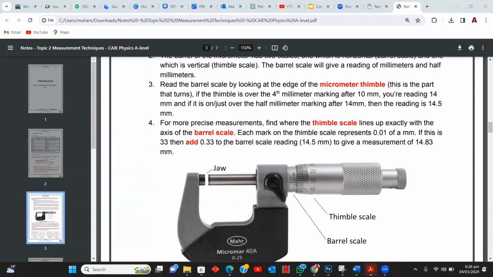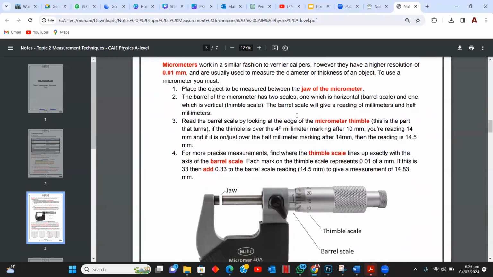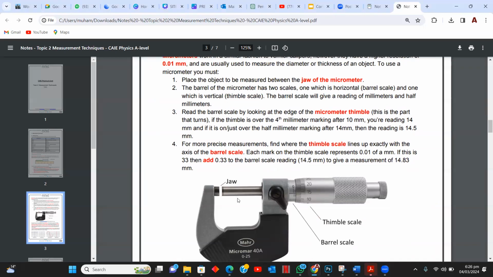Now this picture is of a micrometer. How do you use it? Let's go over the key information. What you do is, number one, you place the object between the jaws of the micrometer. This is the jaw, it's retractable. You revolve it, it closes off. यहाँ पे you can place the object, you can then close it off again. And then you have two scales again over here. There's a barrel scale and there's a thimble scale. ठीक है? अब यहाँ पे, this is a barrel scale and this over here is a thimble scale.